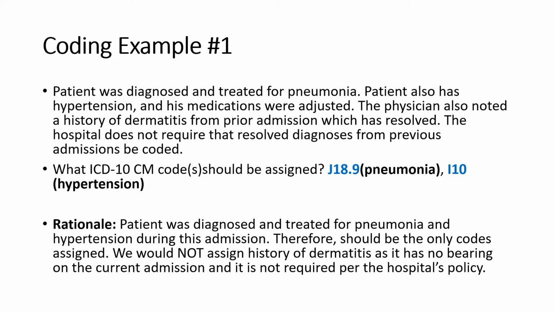We're going to assign J18.9, which represents the pneumonia, and I10, which represents the hypertension. Our rationale for the code assignment is, again, the patient was diagnosed and treated for pneumonia as well as hypertension during this particular admission. Therefore, these should be the only codes assigned. We would not assign a history of dermatitis as it has no bearing on the current admission and is not required per the hospital's policy.